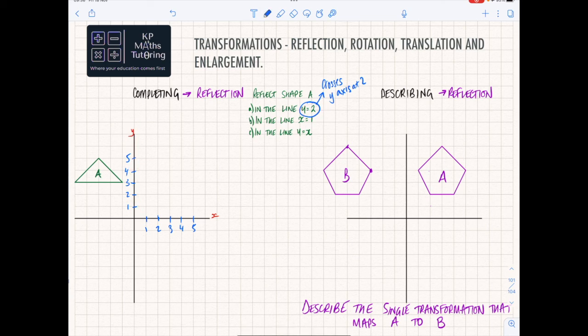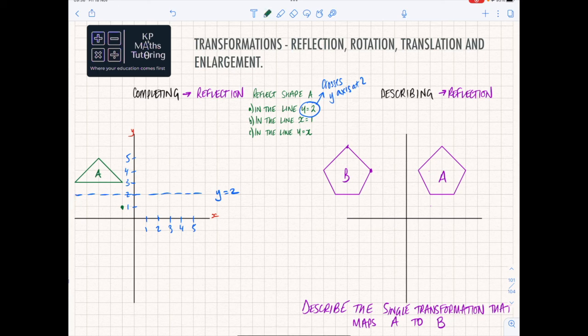So you draw your mirror line on. This is the line y equals 2. Crosses the y-axis at 2. So then what I need to do is just figure out how do I go from shape A. If I was to put a mirror along here, where does shape A go? And it's going to end up being down in this direction. So this point here is 1 square away from the mirror line. So then I bring it down here. This corner here, sorry, is 1 square away from the mirror line.